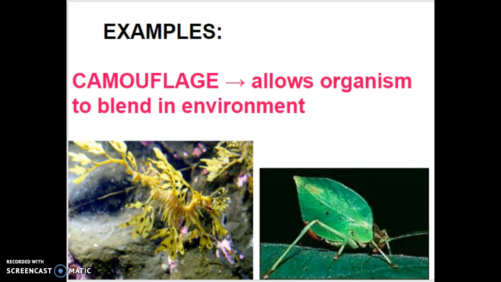Some examples of this: camouflage. This is a kind of blending into the environment. If a prey item is camouflaged, they can remain hidden, and if a predator is camouflaged, perhaps their prey will not see them.